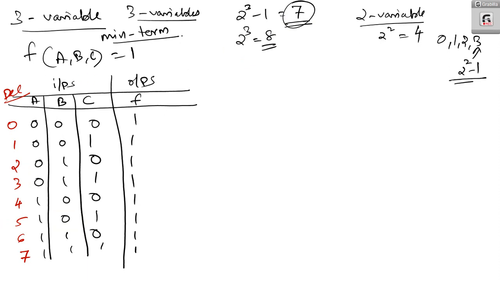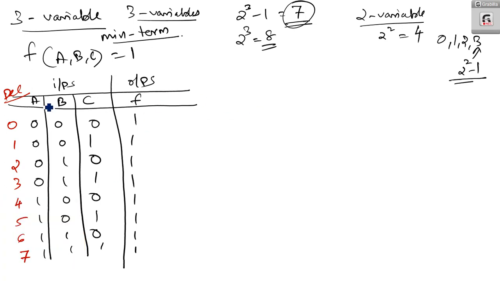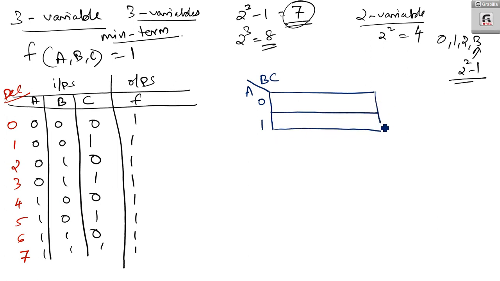Now if you are drawing the K-map of this one, here we are having three variables, A, B, and C. So here I am having two ways. I can keep A on one side and B, C on the other side. A can have the values 0 and 1. Now coming into B, C, first I am writing 0 0. Then 0 1.